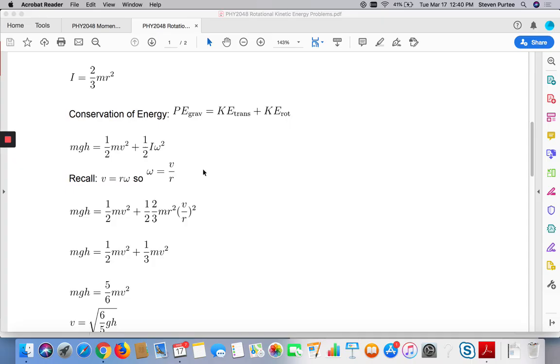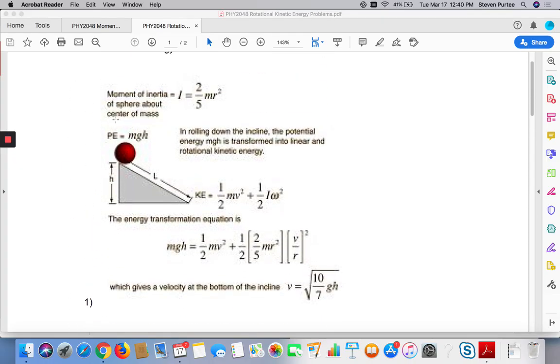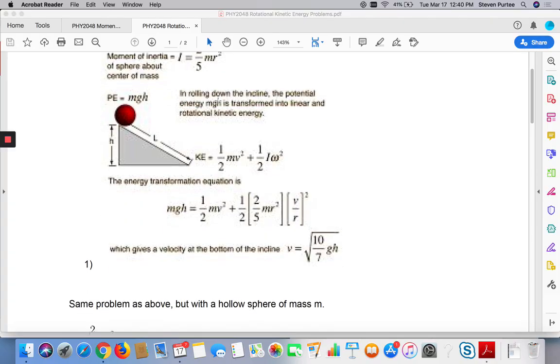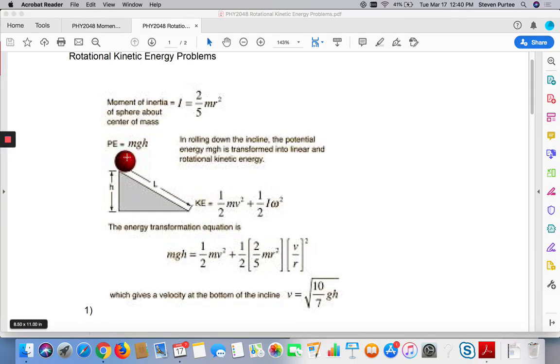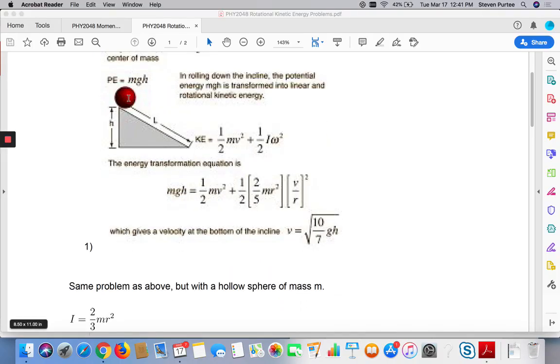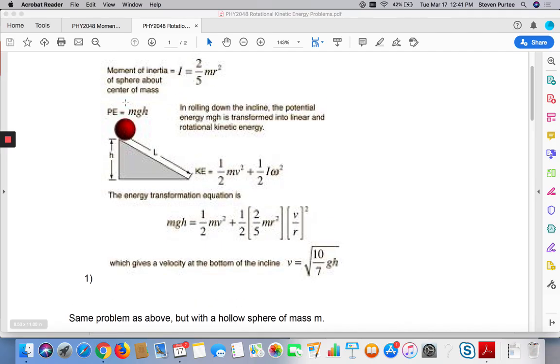Now let's do the same problem, but with a solid sphere, where the only difference is we have a different moment of inertia. The moment of inertia for a solid sphere is smaller than it is for a hollow sphere, because in a solid sphere, the mass is more uniform. A lot of mass is closer to the center. The further away mass is from the axis of rotation, the harder it is to rotate. So this guy, the solid sphere, rotates easier than the hollow sphere, which means he'll rotate faster. His final velocity is going to be bigger.